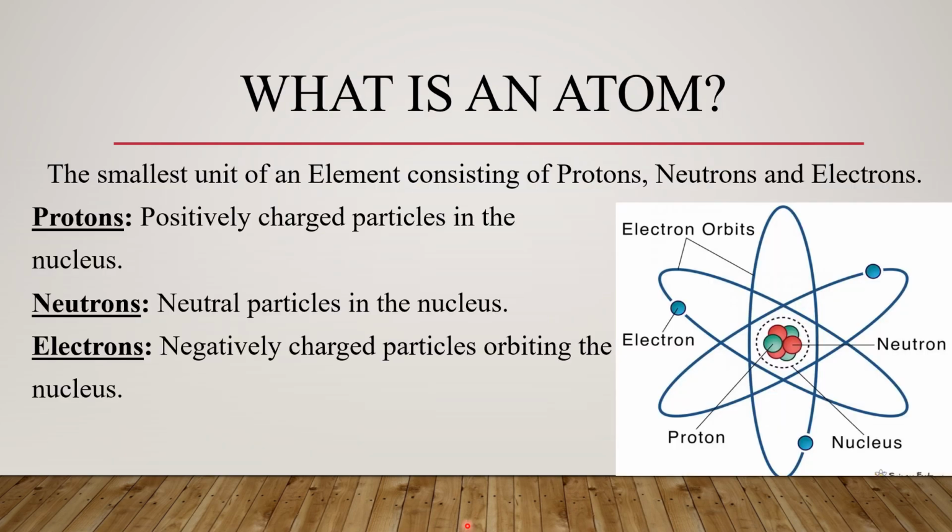What is an atom? The smallest unit of an element consisting of protons, neutrons, and electrons. What are protons? Positively charged particles in the nucleus. See here, this is the nucleus. In the nucleus, protons and neutrons are present. Protons are the positively charged particles and neutrons are the neutral particles present in the nucleus. What are electrons? Negatively charged particles orbiting the nucleus. Electrons are the negatively charged particles that revolve around the nucleus in an orbital.